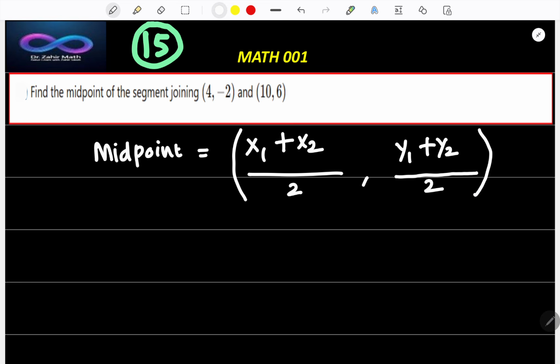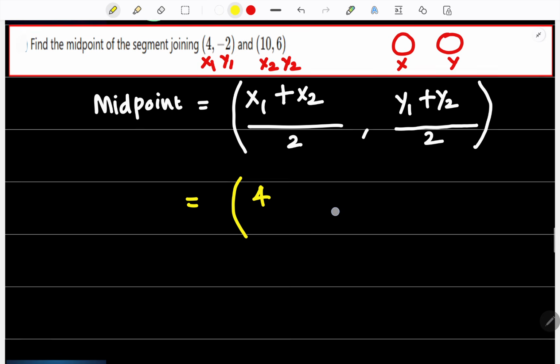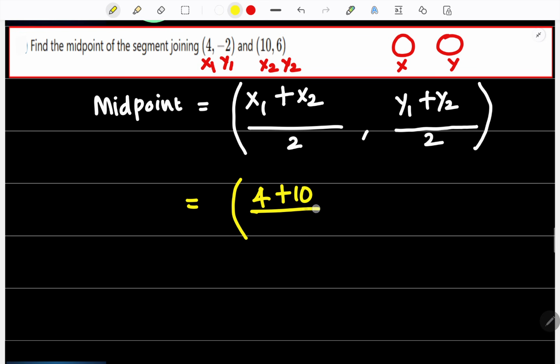So now this is your x1, this is your y1, this is your x2, y2. Always remember, first point is x, second point is y. Okay, right. So midpoint, what we are going to do, we are going to put all these values. So x1, what is x1? Which is 4. And then what is x2? x2 is 10 divided by 2, comma. And then y1, which is negative 2. This is negative 2, right? Yes, yes, this is negative. I will put this one, negative 2. Okay, negative 2, and then plus y2. y2 is what? 6 divided by 2, and then close the bracket.